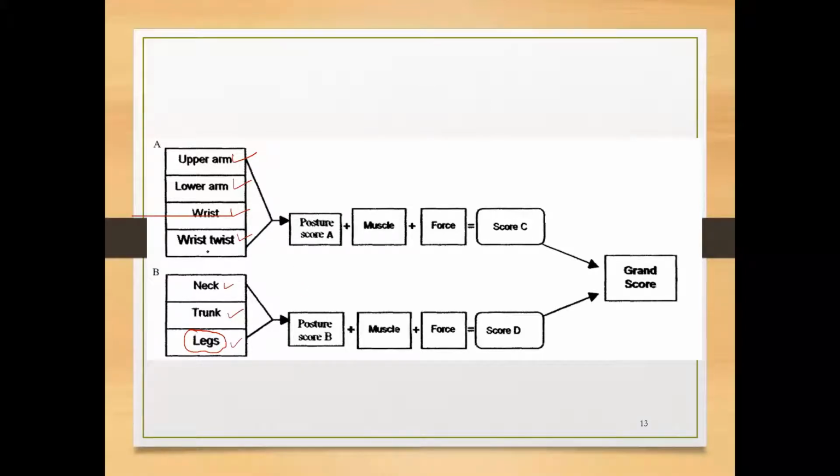So we score these parts, upper arm, lower arm, and wrist, to get a score A. We score neck, trunk, and legs to get a score B. We add the muscle and force score to these scores A and B to get scores C and D respectively. And finally, we get the grand score and convert this grand score into one of the four action levels.